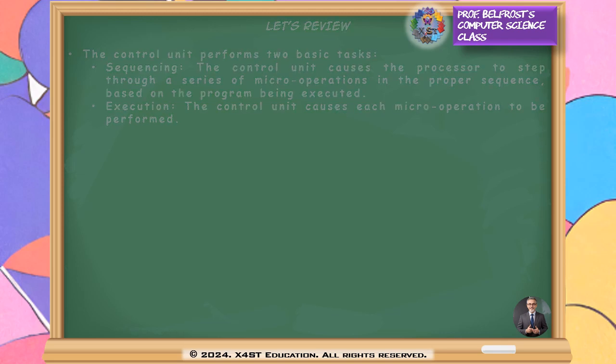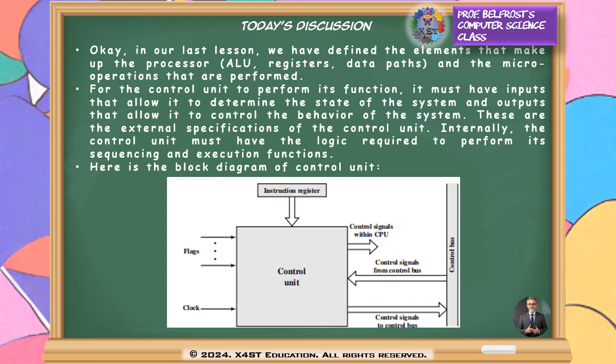Okay. So that is our focus for today's discussion. We have defined so far the elements that make up the processor: the ALU, the registers, and the micro operations that are performed.